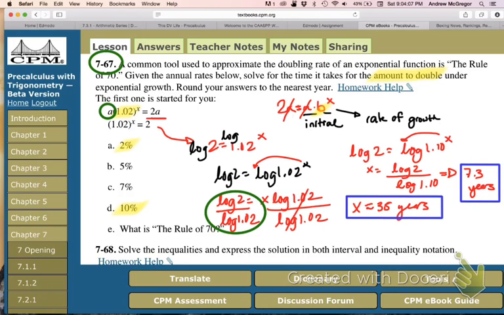The whole idea here is the rule of 70: if you have a 10% rate, you get about 7 years for it to double. 2% rate, 35 years. So you take the interest rate and multiply it by the number of years, and you end up getting 70. It'll usually come out to around 70.